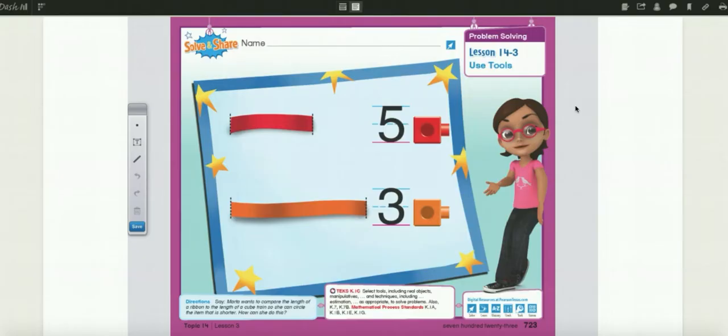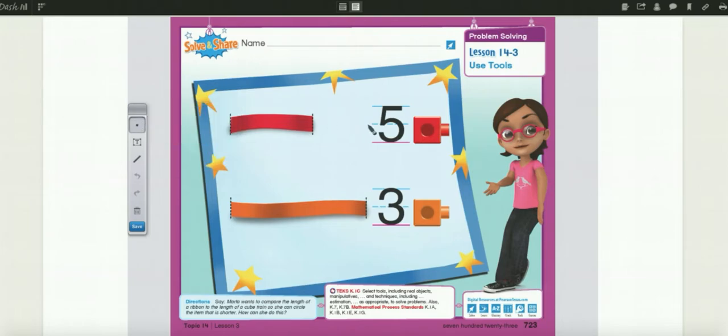Next, we're going to move on to math. For math, we are going to continue working on measurement. And today we're going to be talking about using tools. So here, Martha wants to compare the length of a ribbon to the length of a cube train so that she can circle the item that is shorter. How can she do this? What she can do is use the cubes, put 5 of them together and line it up right here against the ribbon to see which one is longer.